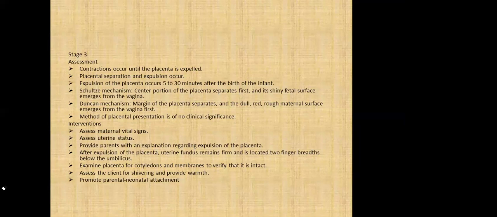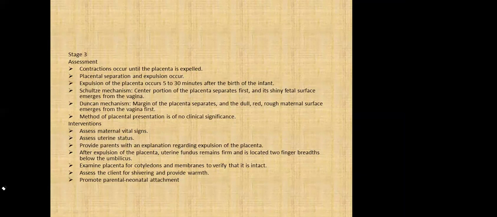And then it has to be in midline. And then it has to also be 2-finger breadth below the umbilicus. If it is above the umbilicus, it is not a good sign. It means that the uterus is bulgy. The uterus has to be firm, indicating that it is contracting after the placenta has been delivered to prevent postpartum hemorrhage.